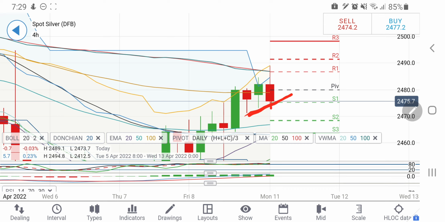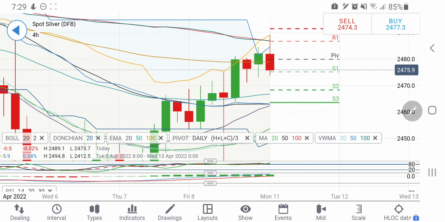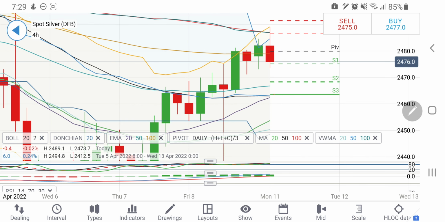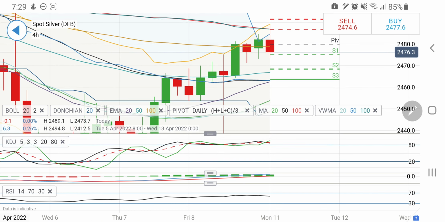However, it may try to come back towards 2470, which is a good support, and 2467, which is a strong support right now on the 4-hour charts. Below that it may try to come back towards 2460, which is going to be a stronger support. So I'll be watchful of that on the 4-hour charts.